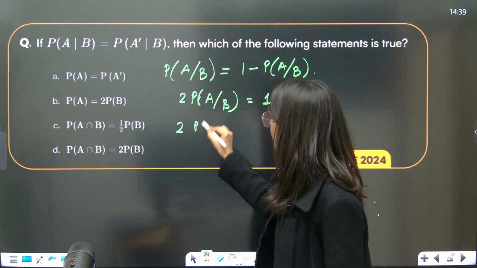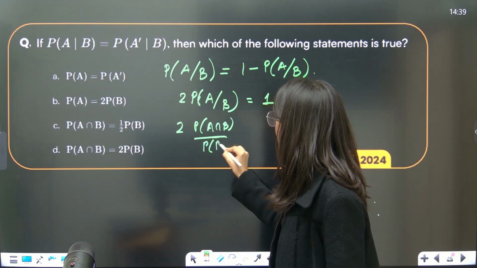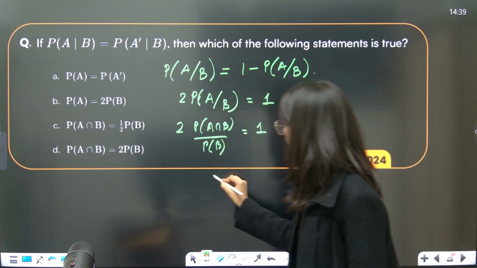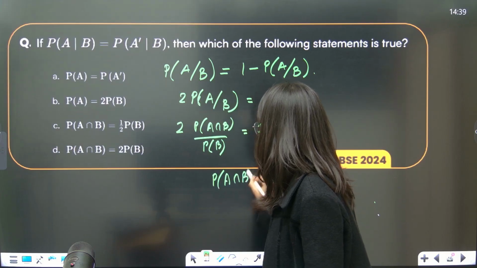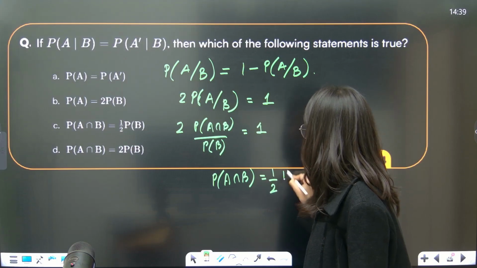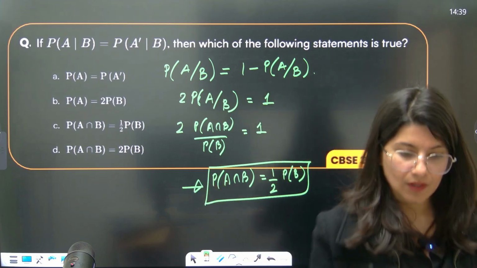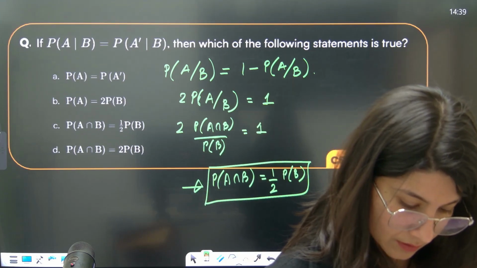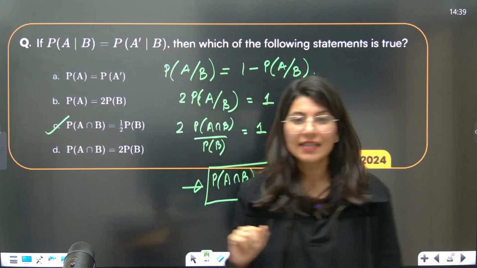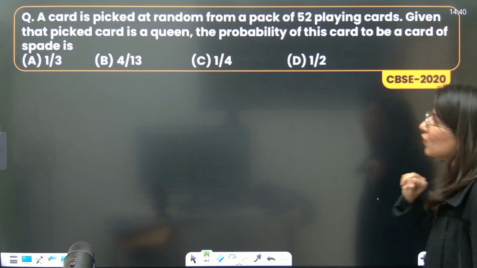Understand? Probability of A intersection B upon probability of B is equal to 1. Direct formula. Remember the conditional probability formula, right? So probability of A intersection B is equal to 1 by 2 probability of B. Okay. All right. Perfect. So which answer is correct? Tell me. Option C is absolutely correct. Okay, ma'am. Perfect.